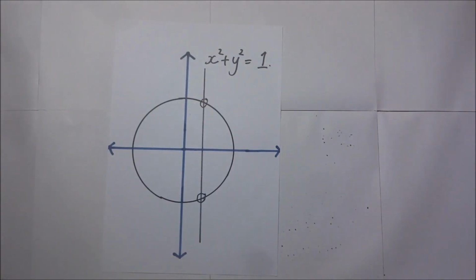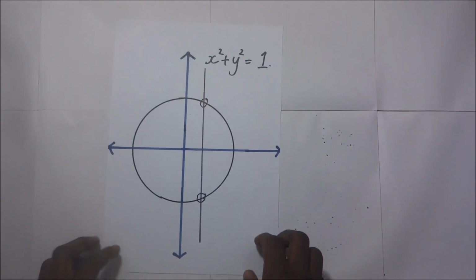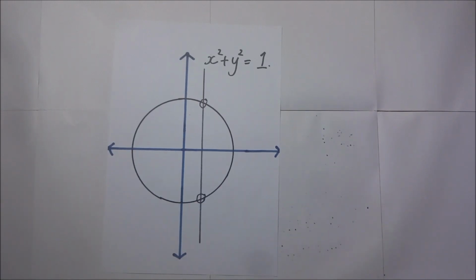So in summary, we said that the vertical line test is simply a method that we use to determine whether a relation is a function. And how we go about it is very simple. We draw a vertical line, and if the vertical line intersects the graph exactly once, then that relation is a function. But if it intersects it more than once, then that relation is not a function.